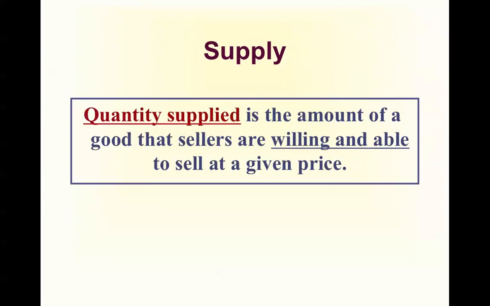Now, quantity supplied is the amount of a good that sellers are willing and able to sell at a given price. This is similar to quantity demanded, in that quantity demanded is the amount of a good that buyers are willing and able to buy at a given price. So it is a point on the graph corresponding to how much you want to buy or sell at a given price.